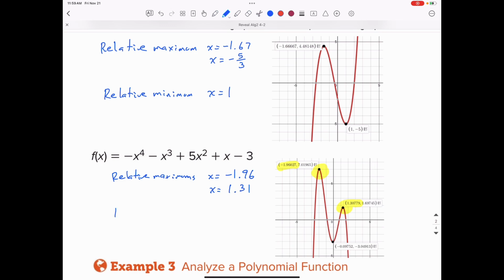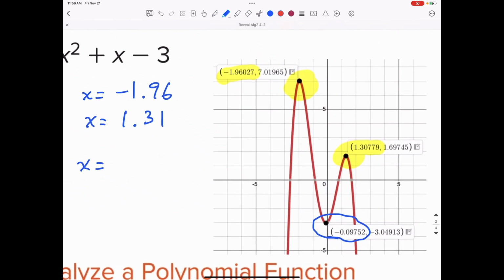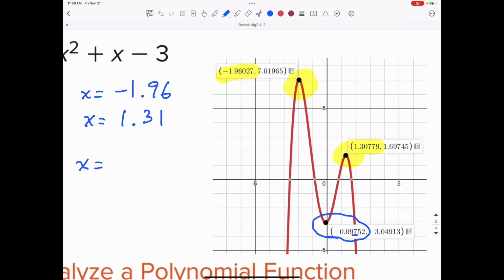And then there is a single relative minimum. That is at the bottom of the hill right here, circled in blue. And that is a relative minimum at x equals about negative 0.097. Let me blow that up a little bit so you can see it. Since that's a 7, I have to round the 909 up to a 10, so negative 0.10.